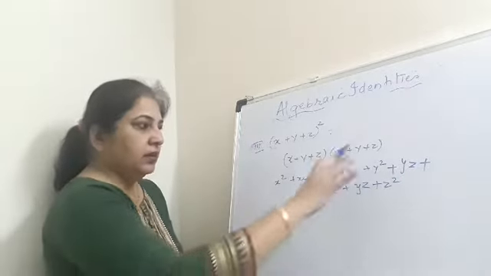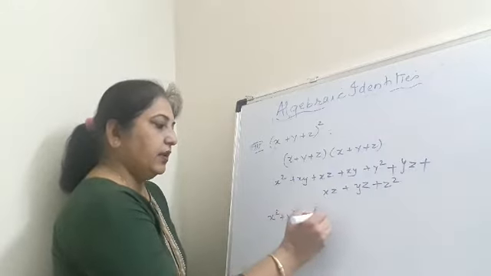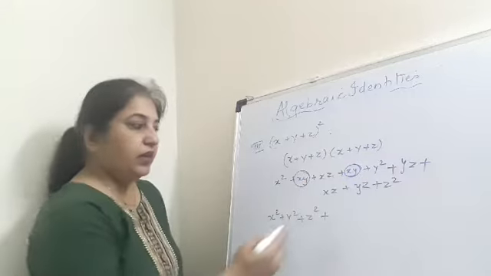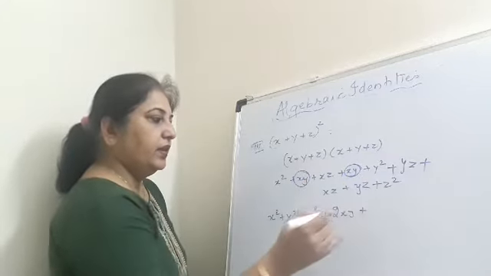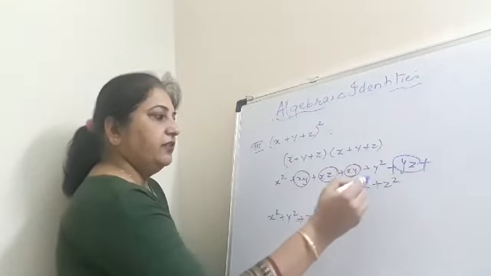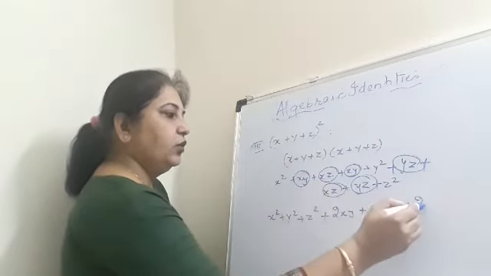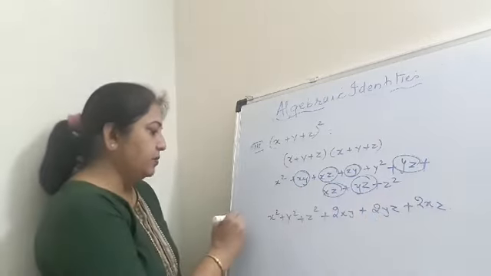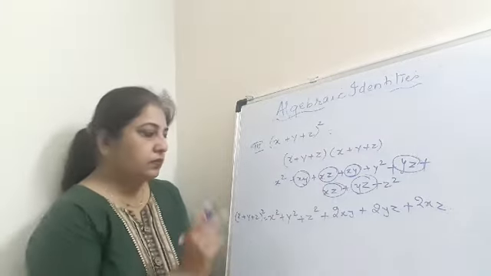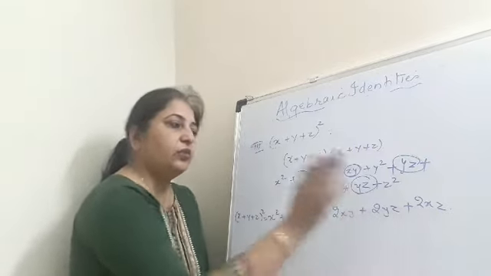Okay, so when you combine these terms, we will see that x square plus y square plus z square plus we have xy and xy. Okay, so we add them, we get 2xy, then yz, that is 2yz, and plus xz and xz will give you 2xz. So the identity x plus y plus z the whole square is equal to x square plus y square plus z square plus 2xy plus 2yz plus 2xz.